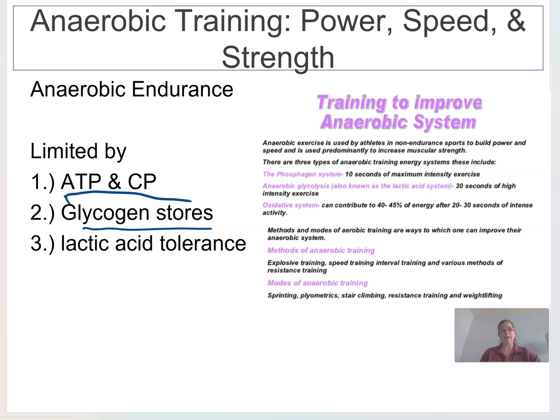And then we also try to build up our lactic acid tolerance. So we try to be able to tolerate it better. So, power, speed, strength training, it's specificity of training. So you have to do the explosive training.